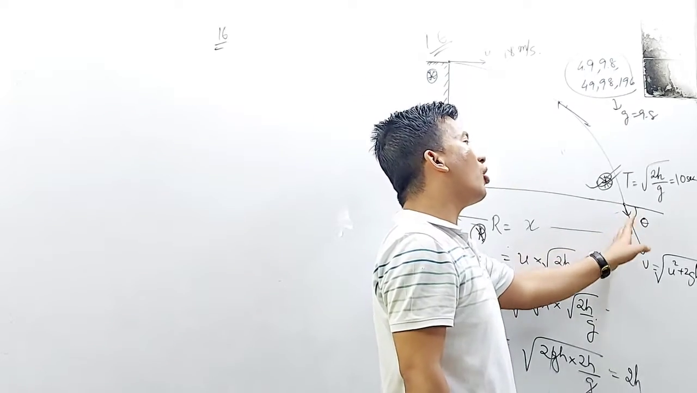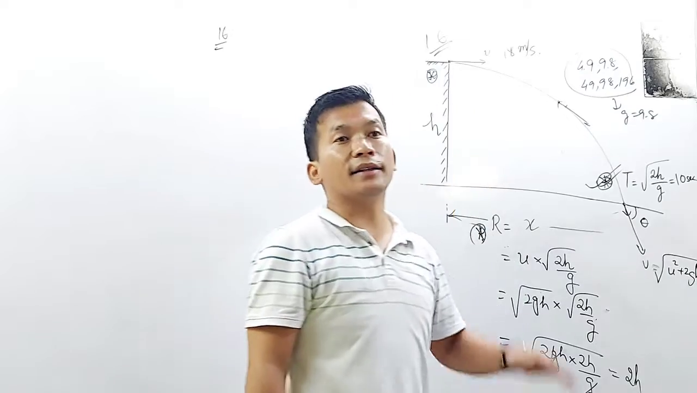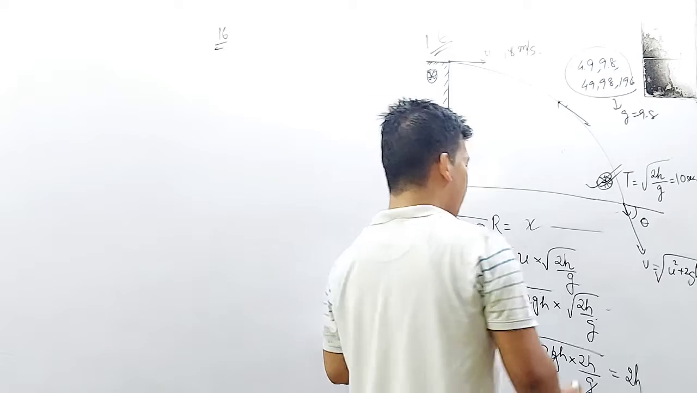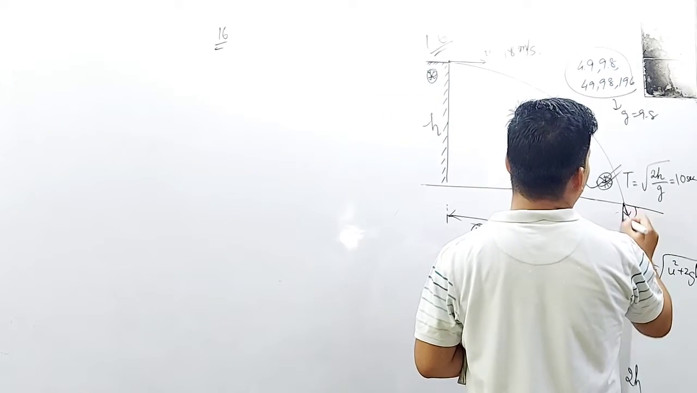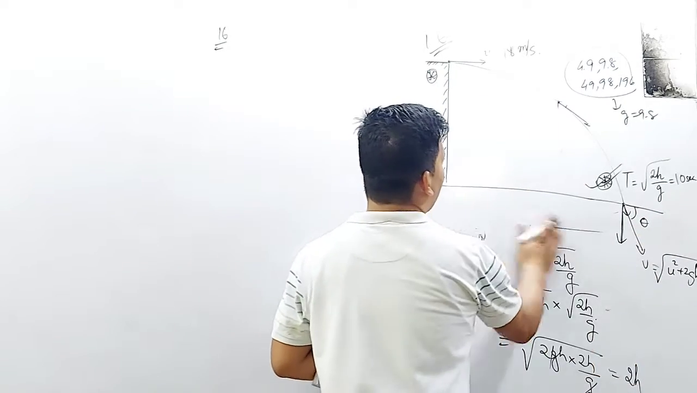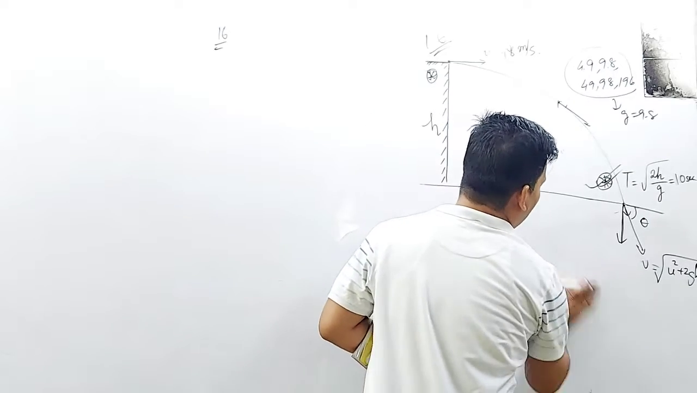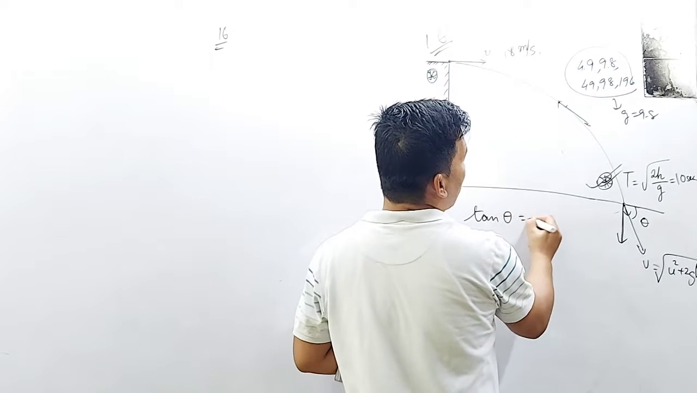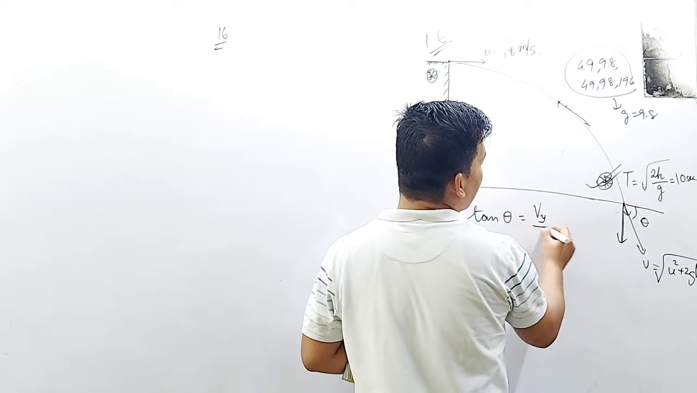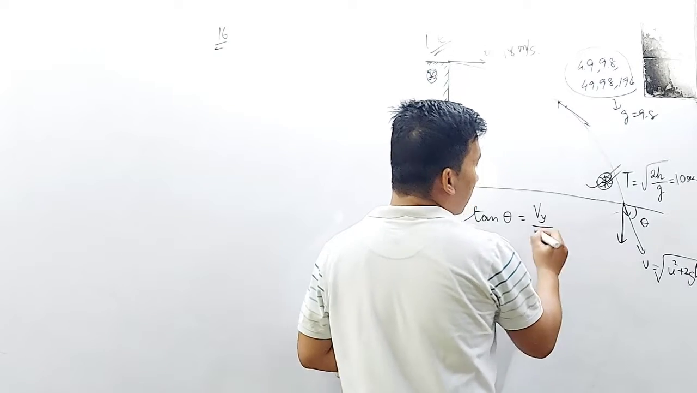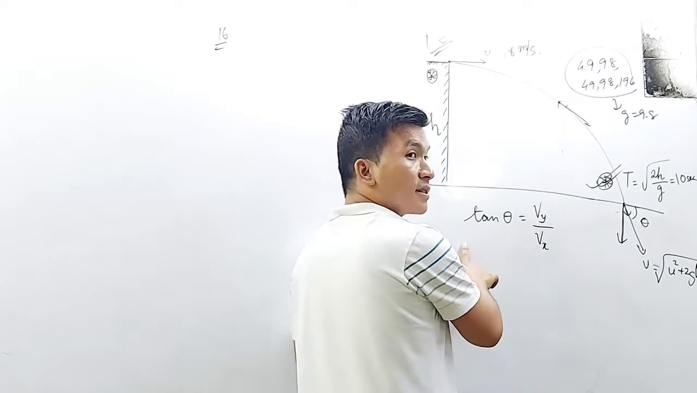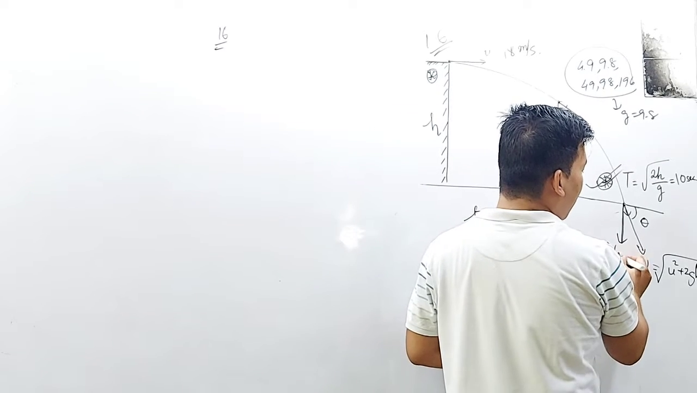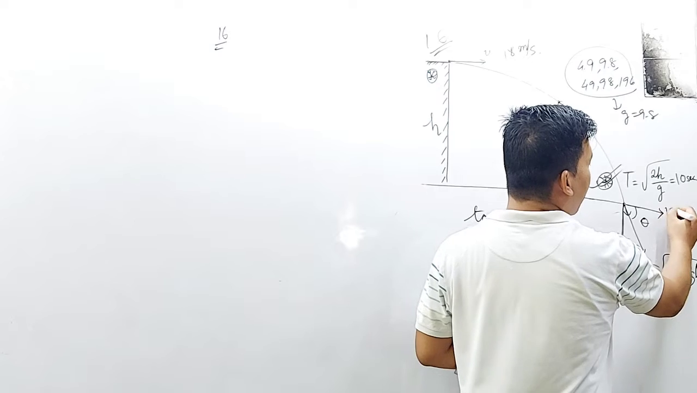The striking velocity will make how much angle with the horizontal plane? Now we calculate the angle. Very simple enough. tan of theta is equal to the vertical velocity component divided by the horizontal velocity component. This is your Vy, this is your Vx.